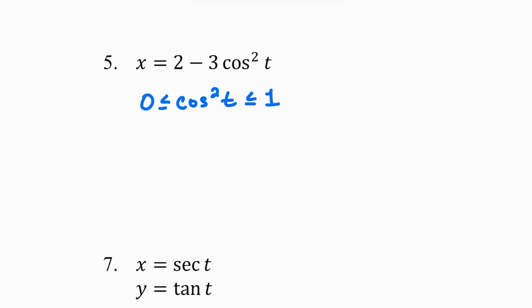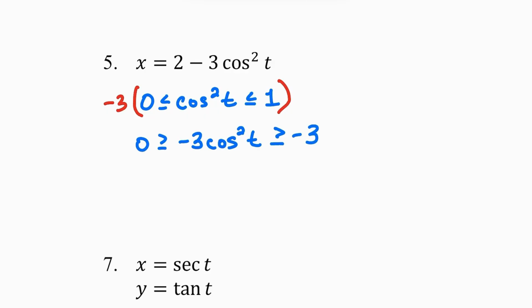Then you have to ask yourself the question, how do I manipulate this so that it's 2 minus 3 cosine squared? With algebra thinking, you'd think, okay, I add 2 to all the sides and then multiply by -3, but that doesn't quite give you what you need. What you actually want to do first is multiply by that coefficient of -3. But remember that with inequalities, when you multiply by negatives, you end up flipping the inequality. So almost forgot that -3. So now -3 cosine squared of t is between 0 and -3.